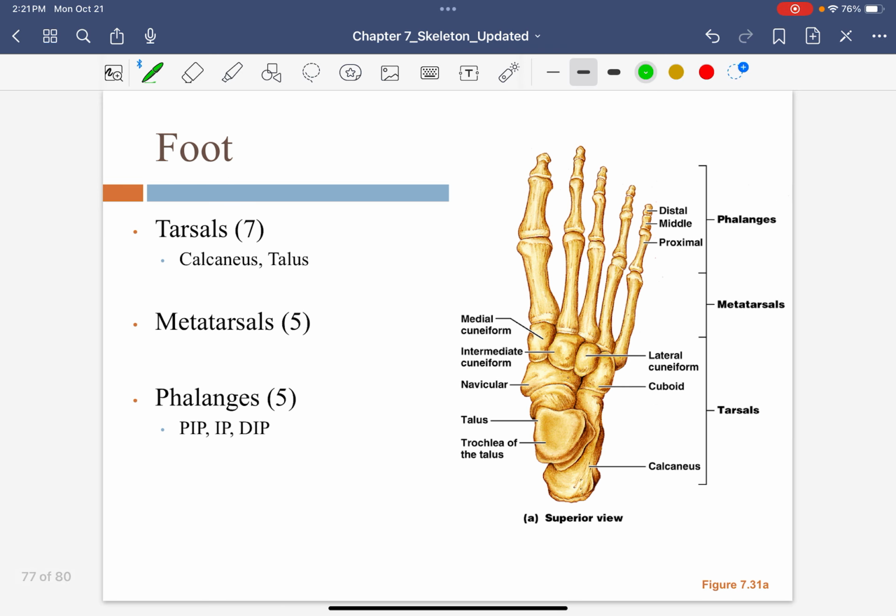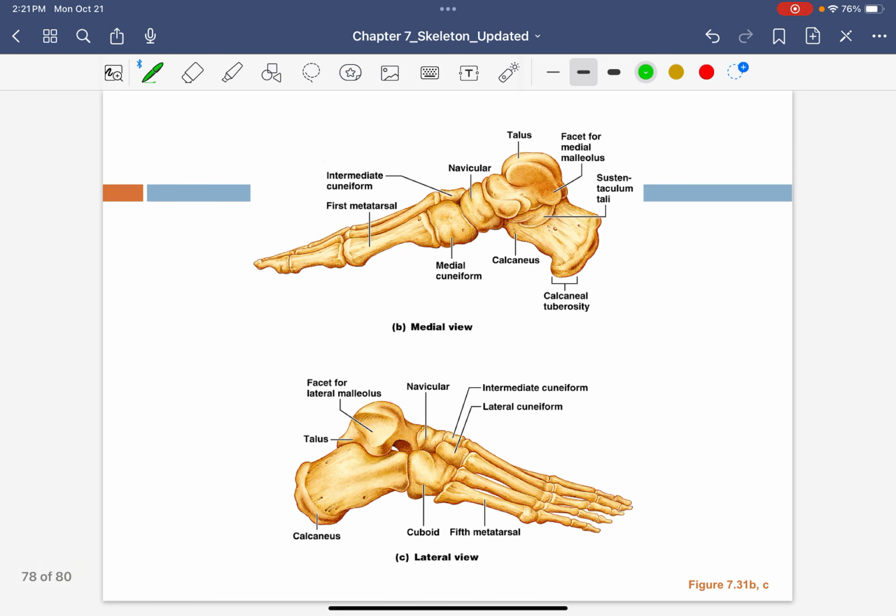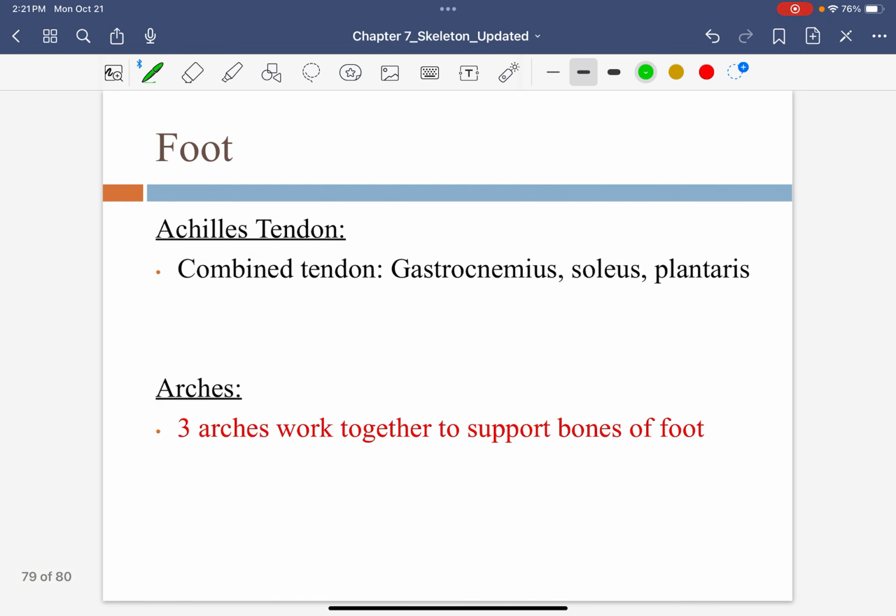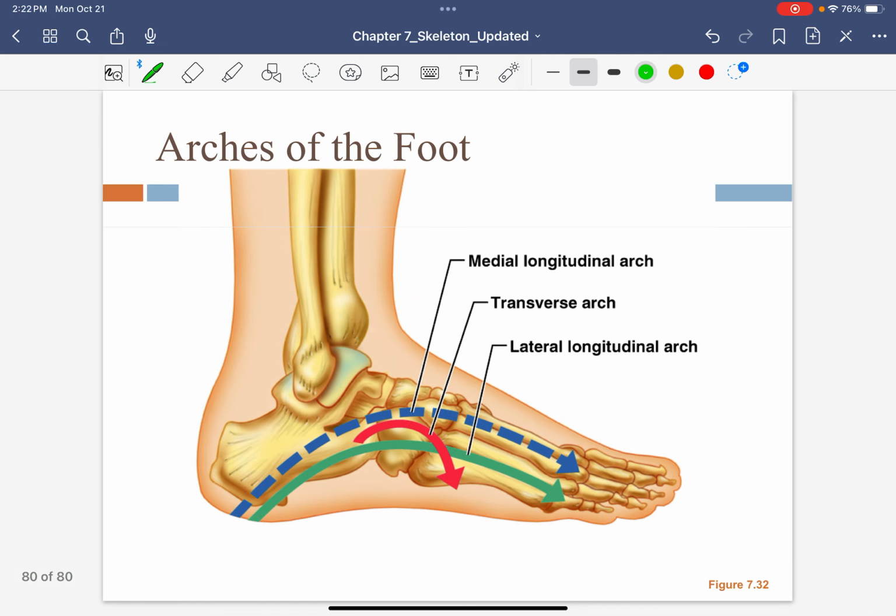Make sure you review the groups of bones in the foot: tarsals, metatarsals, and phalanges. And then the very last thing from this chapter, I just want to define and give a function, would be the arches. You don't need to know the names of the arches. But I want to talk about their function.